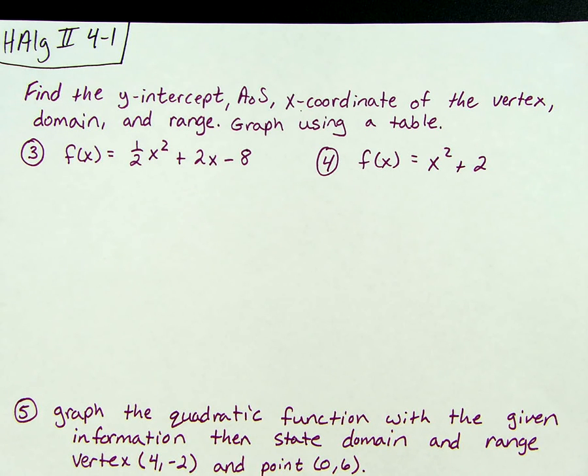All right, so still working on the same thing. So we're going to find the y-intercept, axis of symmetry, the x-coordinate of the vertex, domain and range, and graph. Okay. So I'm going to start with the vertex. So it's usually best to start with the vertex when we're working on these problems.